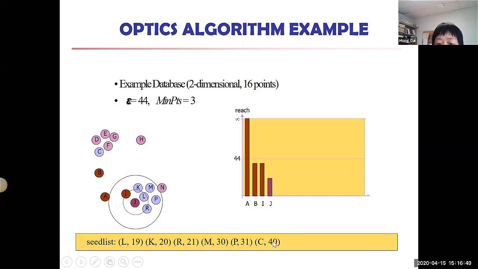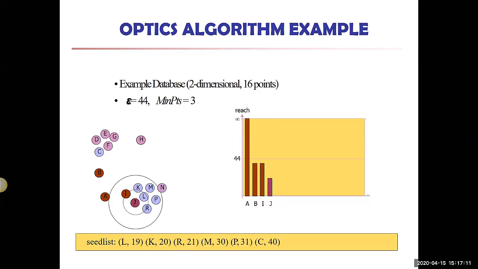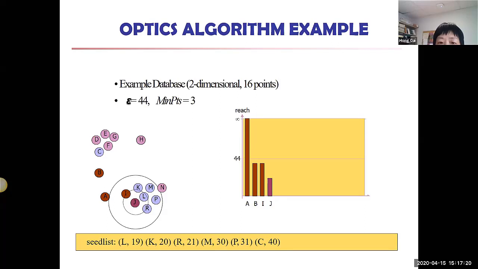Maybe 40 was not updated very correctly, but the idea is to update the reachability distance so that the closer points will all be put together in one value. So it doesn't matter if it goes beyond epsilon or whatever the value is. The idea is to keep updating it and keep reordering it till we touch all the points. Right, right. Thank you.